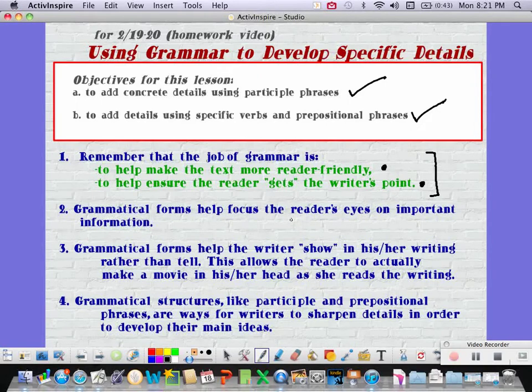Grammar also helps you to focus your reader's eye on what's important. It also helps you show your reader what you think is important rather than tell them. You want the reader to actually be making a movie in their head of the two-dimensional words on your page, and grammatical forms will help you do that. Grammatical structures like participle and prepositional phrases are ways to put very sharp, concrete detail into your writing without getting bogged down in lots of adjectives and adverbs.